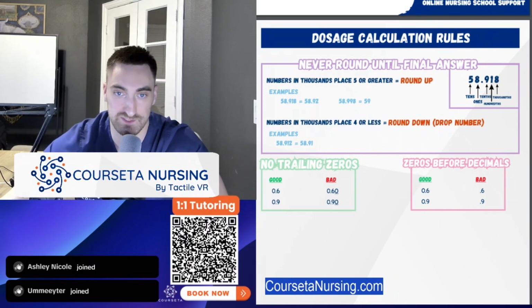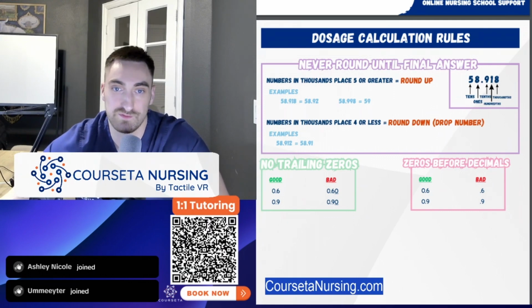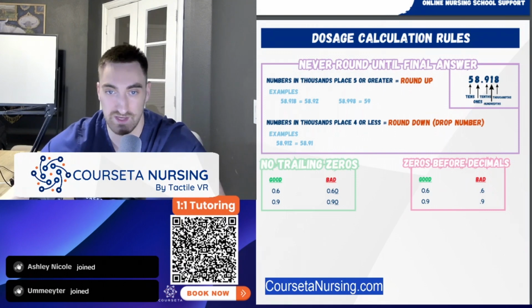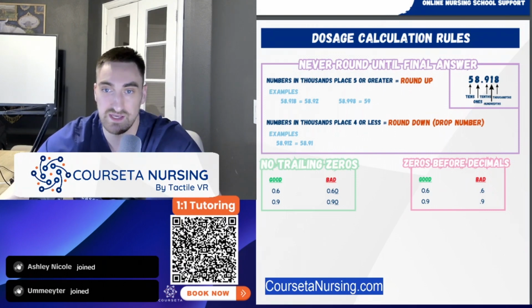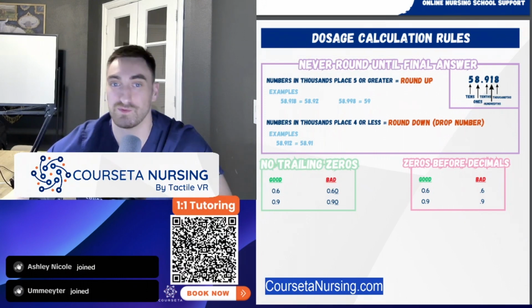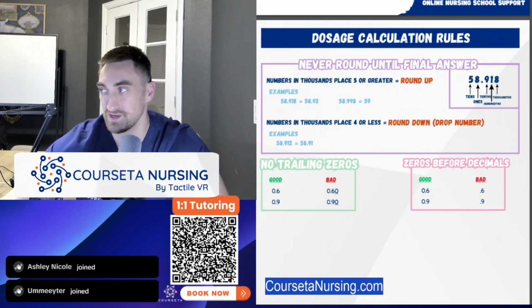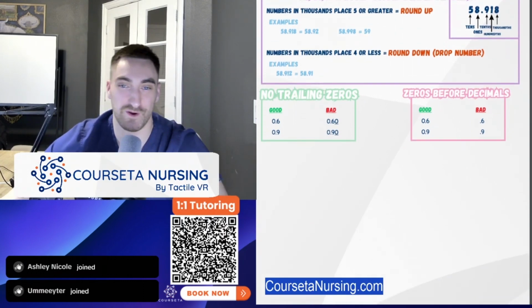Here are the examples. If you have 58.92, you round that up to 59 if it's asking for a whole number. Another example: what if the number is 58.4? Well, you round down to 58. So you just need to know how to do the simple, basic rounding. Nothing too crazy so far.